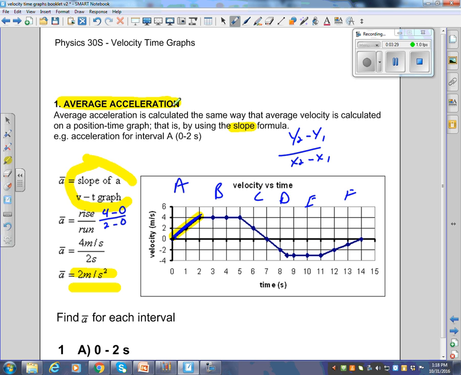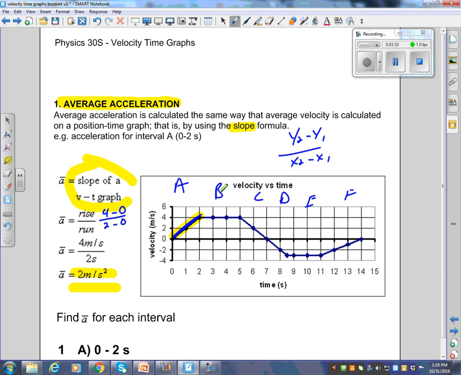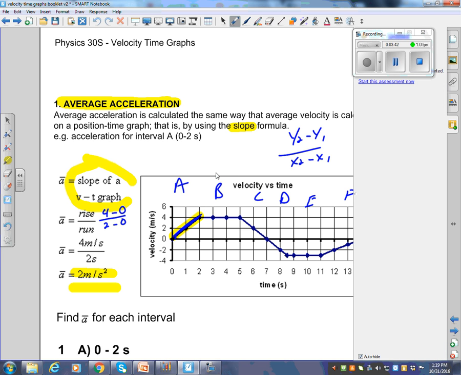Okay, so I'm going to start the clicker portion. I've given you the answer to part A. There's no excuse for getting part A wrong. No, you can still join, yeah.